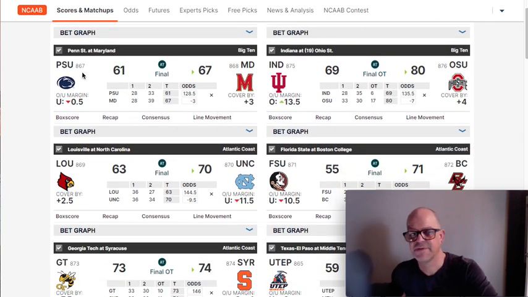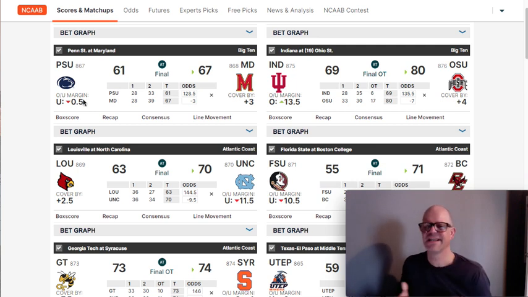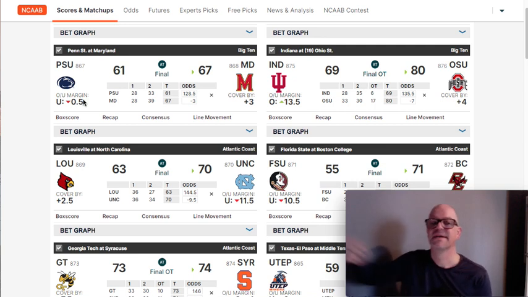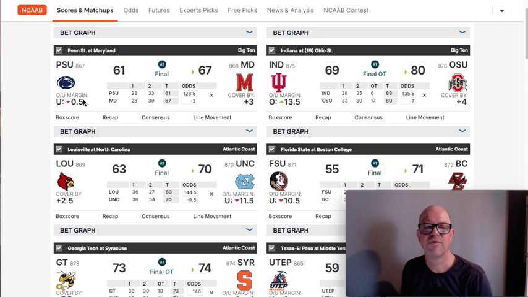Next game, big game here, Penn State, Maryland. Maryland was -3. Penn State was +3. Again, it's a +3 line. We know that the average margin of victory is 11, so that game is always going to be pushing towards that average. The game ended in a 6-point margin. So if you played Penn State on the spread, that was the incorrect way to play it. Should have played it on the money line.